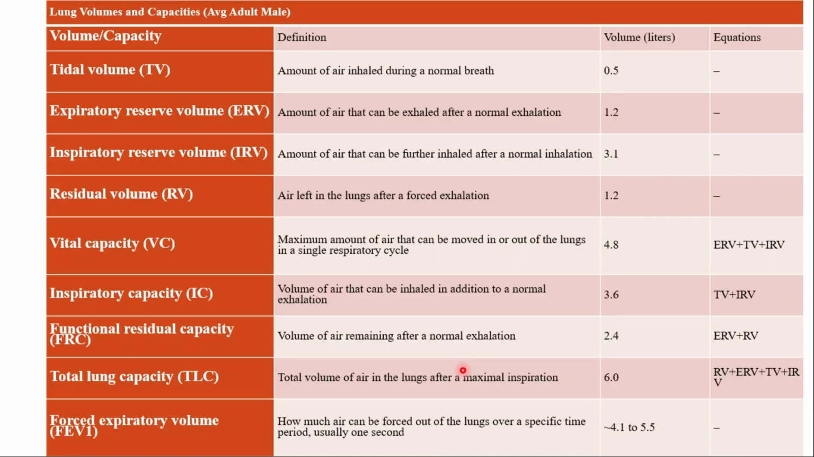This table shows again some terms, their definitions, their volume in numbers and their equations. For example, tidal volume is the amount of air inhaled during a normal breath, which is 500 milliliters. Expiratory reserve volume, ERV, is the amount of air that can be exhaled after a normal exhalation. IRV is the amount of air that can be further inhaled after a normal inhalation. Similarly, there are definitions for RV, vital capacity, inspiratory capacity, functional residual capacity, total lung capacity, and forced expiratory volume capacity.